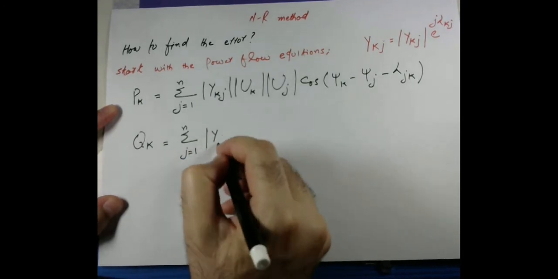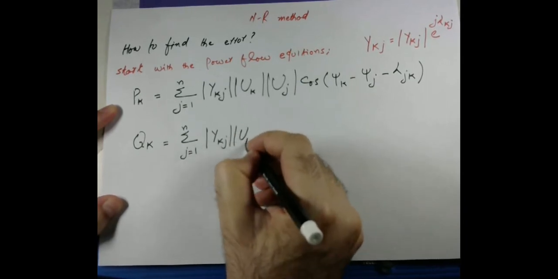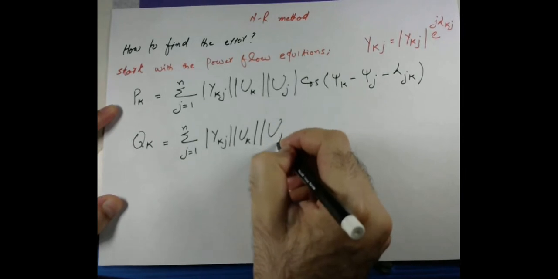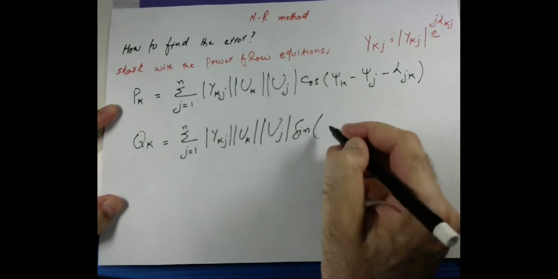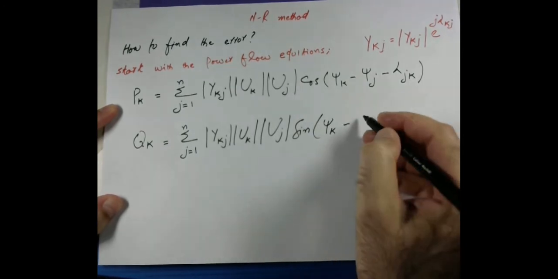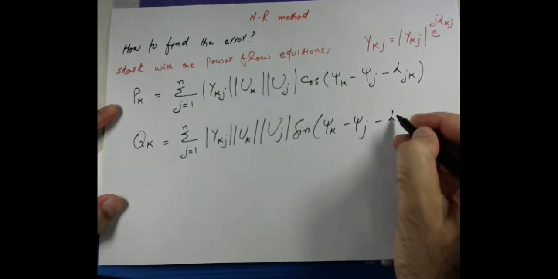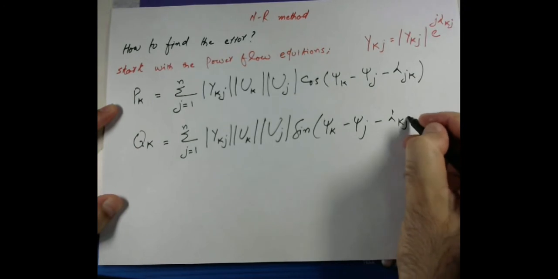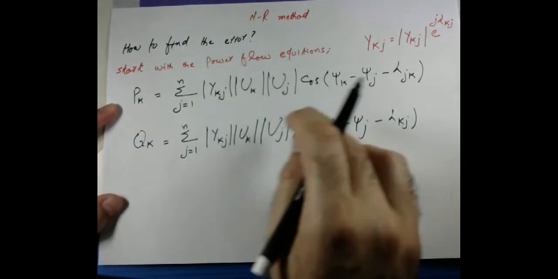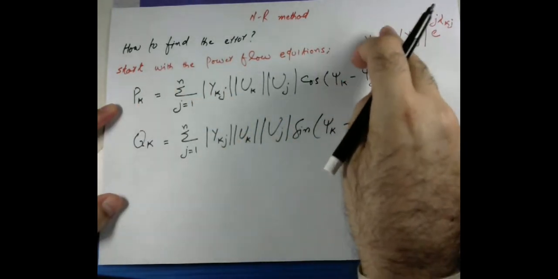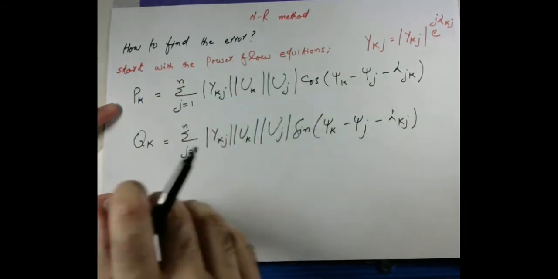Now this expression will look like voltage at bus K, voltage at bus J, and the sine of the angles psi K minus psi J minus lambda KJ. So these are the two expressions for the active and reactive power, once the admittances are given in the polar form. So these are the power flow equations.